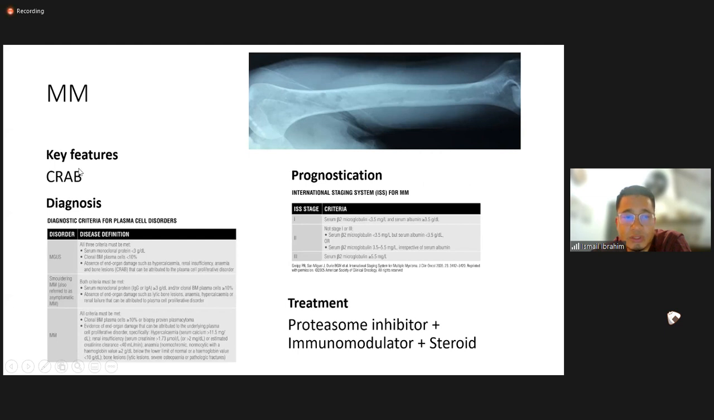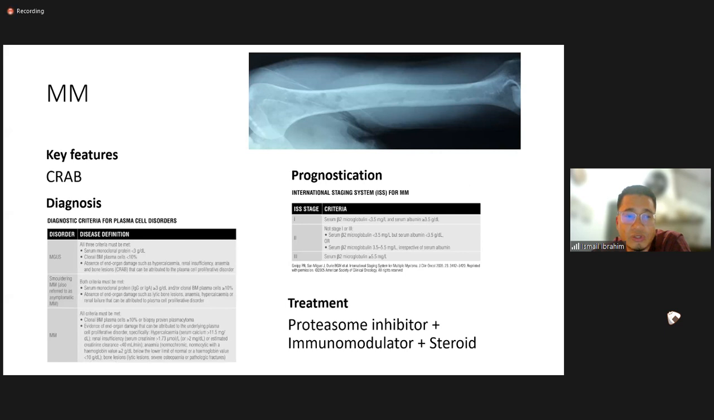The CRAB is very much description of an organ damage. So if you have multiple myeloma that end up causing organ damage, they have the features of CRAB, they call multiple myeloma or symptomatic myeloma.